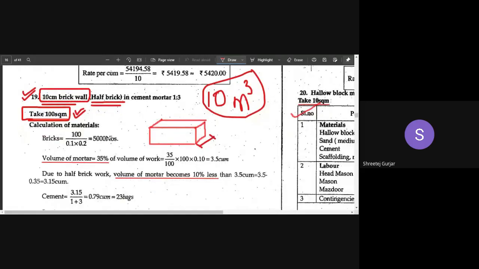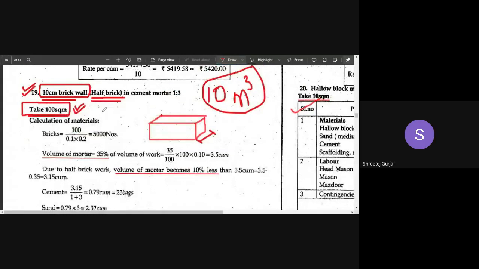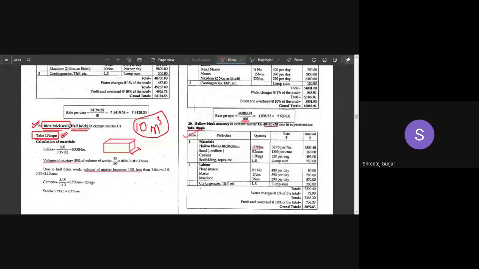We will look into this numerical in your next class. Half brick thick. I hope you have understood whatever we have calculated today. We have calculated centering, concrete quantities, and steel reinforcement quantities. We have learned how to calculate the quantities of shuttering and centering for timber formwork and steel formwork, and how to do the rate analysis for brickwork. So this is what we have learned today. If you have any doubt, you can let me know.